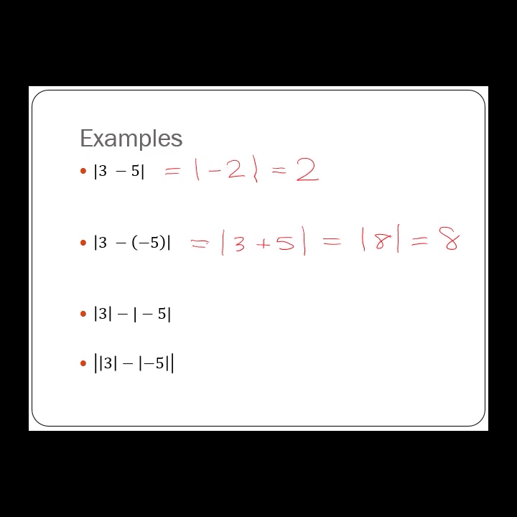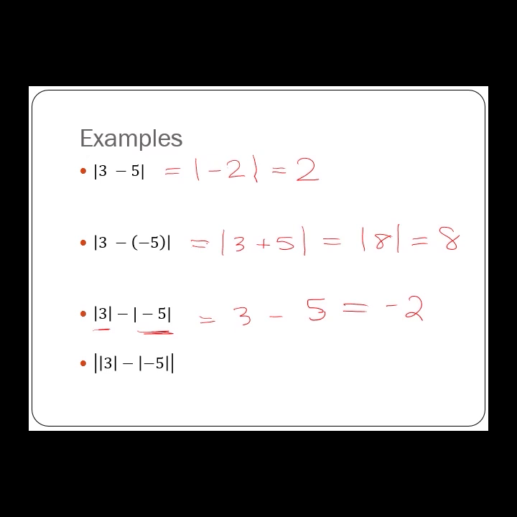Here, in this problem, the absolute value bars are around the individual numbers. They're not around the whole expression. So I take the absolute value of 3 and get 3, the absolute value of negative 5 and get 5, and then the subtraction sign that's between them is still a subtraction sign between them. And 3 minus 5 is negative 2.